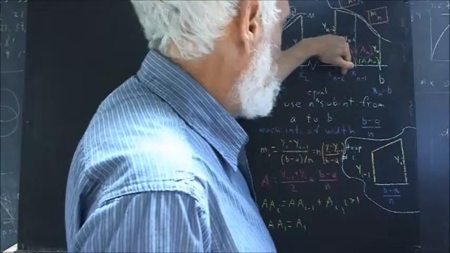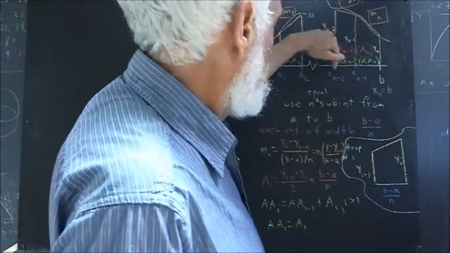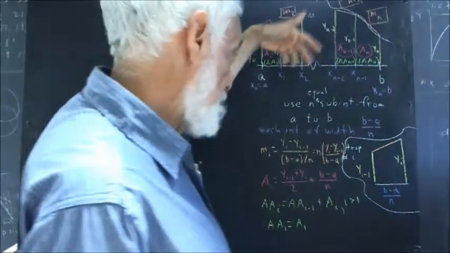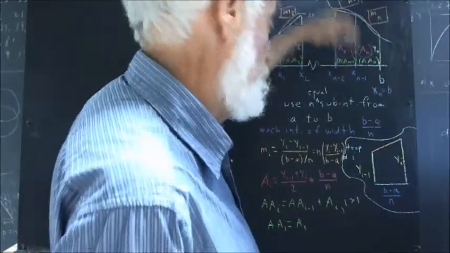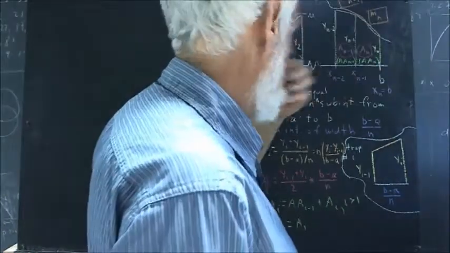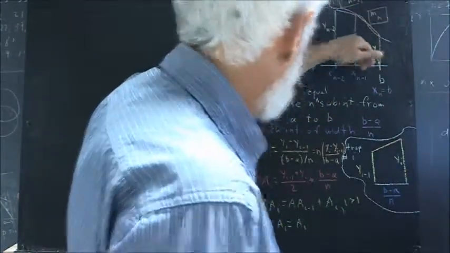x sub n minus 2. So if n is a billion, x sub n minus 2 is 2 less than a billion, 999,999,998, if you want to say that. X sub n minus 1 is 1 less than a billion. That 8 becomes a 9.